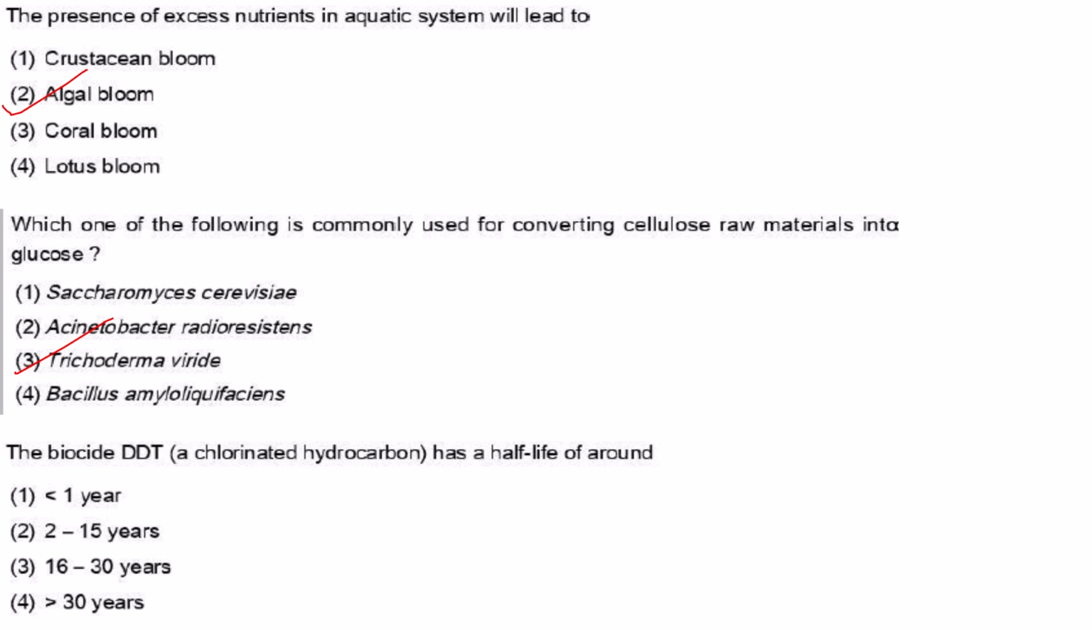Saccharomyces cerevisiae is used for fermentation, not for cellulose conversion. Acinetobacter radioresistens is also not used for cellulose conversion. Bacillus amyloliquefaciens breaks down starch, not cellulose. Then next one, the biocide DDT, a chlorinated hydrocarbon, has a half-life of around 2 to 15 years. So second is the answer.